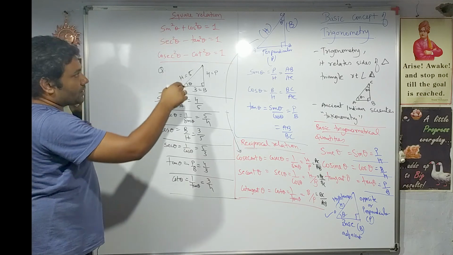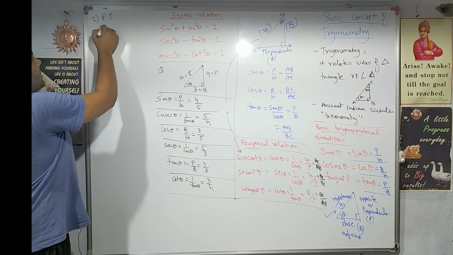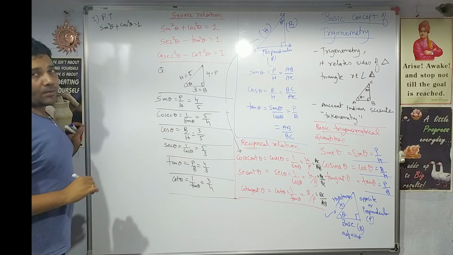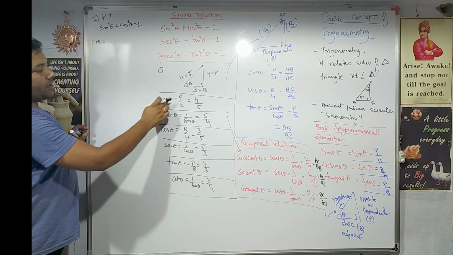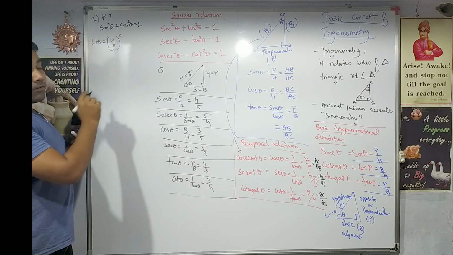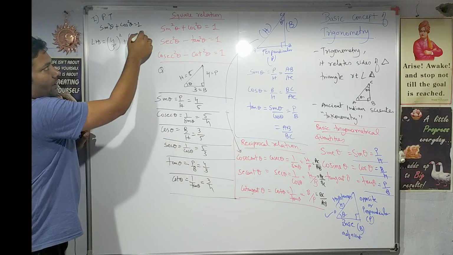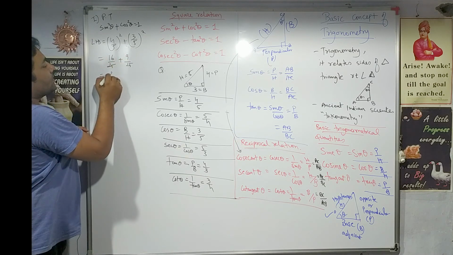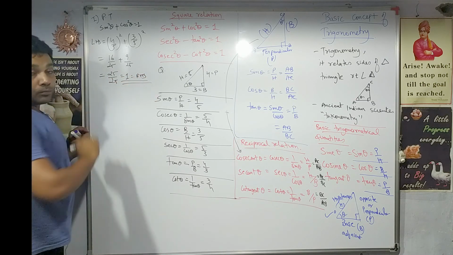We can also prove the square relations from this triangle. Let us try to prove sin square theta plus cos square theta is equal to 1. We'll consider the same triangle, right? Taking LHS, what is the value of sin theta? 4 upon 5 square. Then what is the value of cos theta? Cos theta is 3 upon 5 square. Let us simplify. 16 upon 25 plus 9 upon 25, that is 25 upon 25, that is equal to 1, equal to RHS. Hence proved.